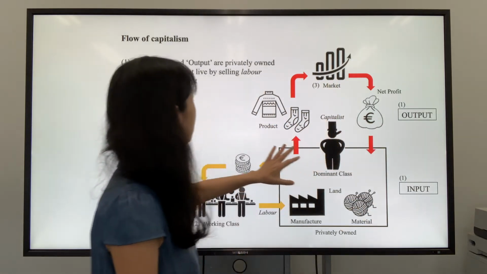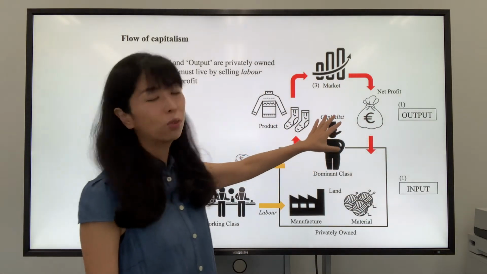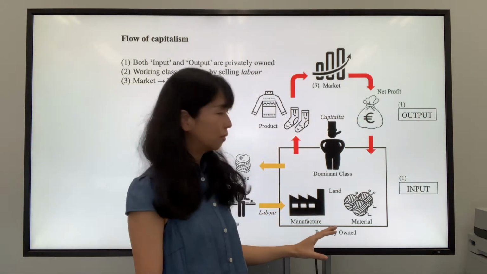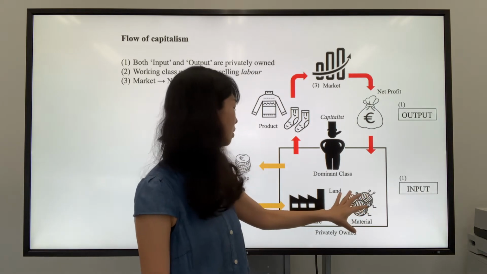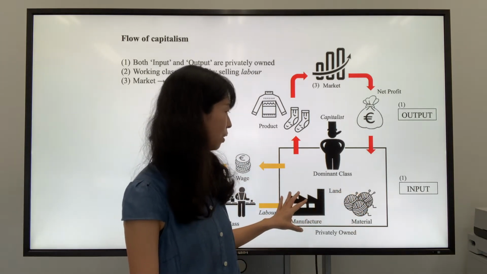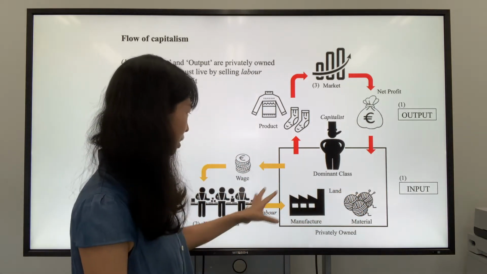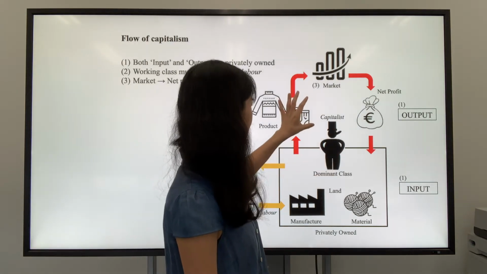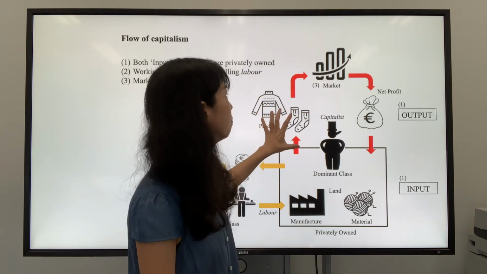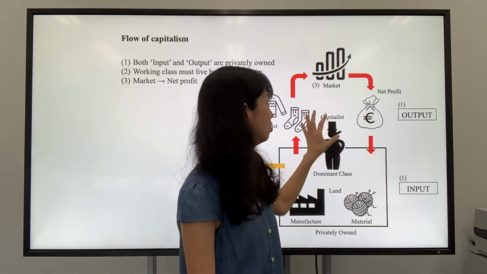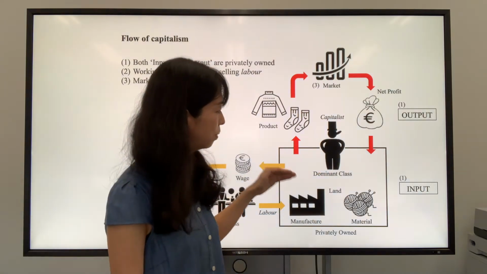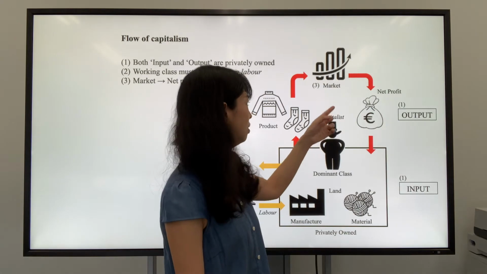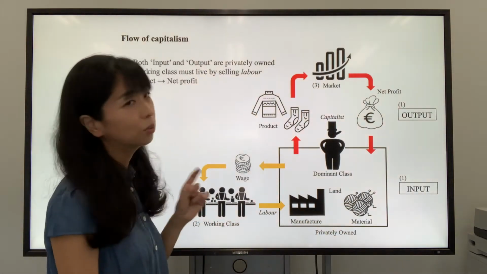Both of them are privately owned, of course, by the capitalist. The capitalist owns the land, he also owns the material, and he also owns the manufacturer. Then he hires labor, the workers, and however the production that they have, which is the product here, is all belonging to the capitalist. So by privately owning this input, he's automatically owning everything in the end. So this is one thing.